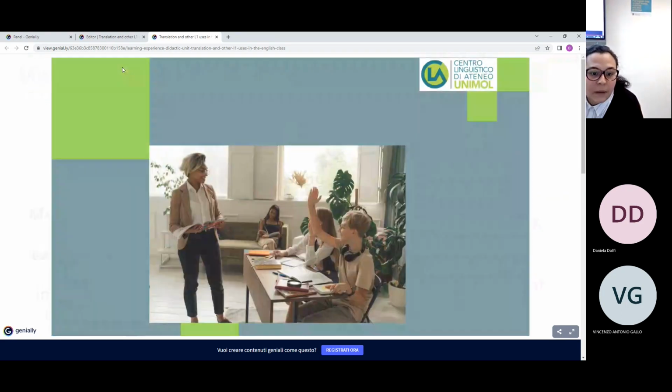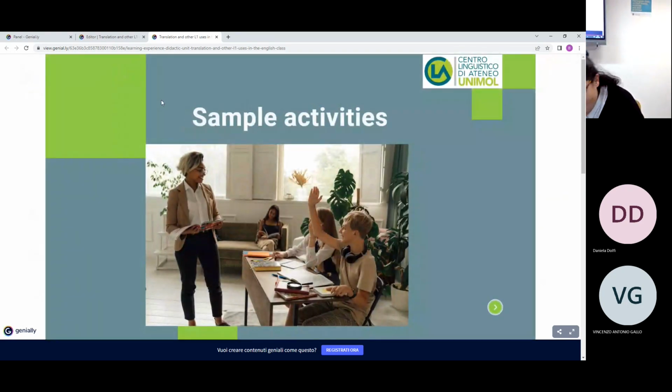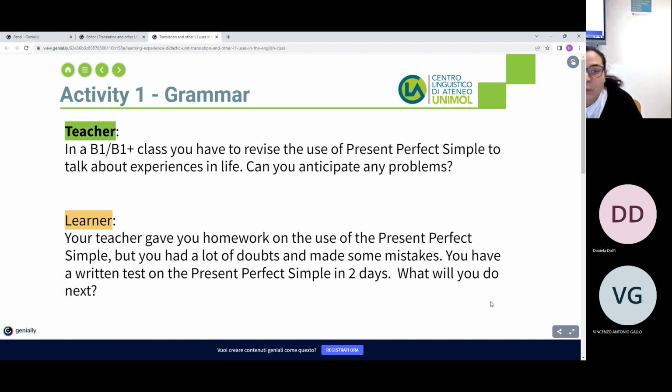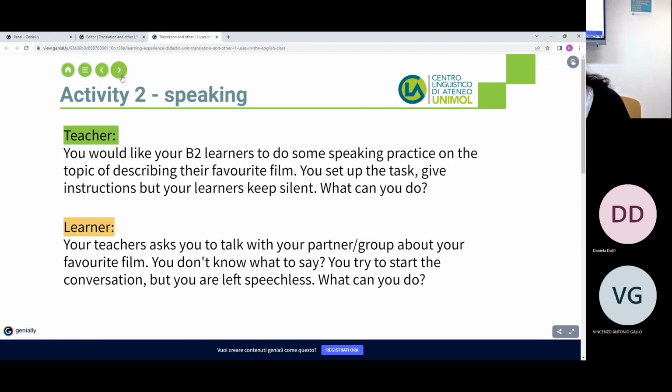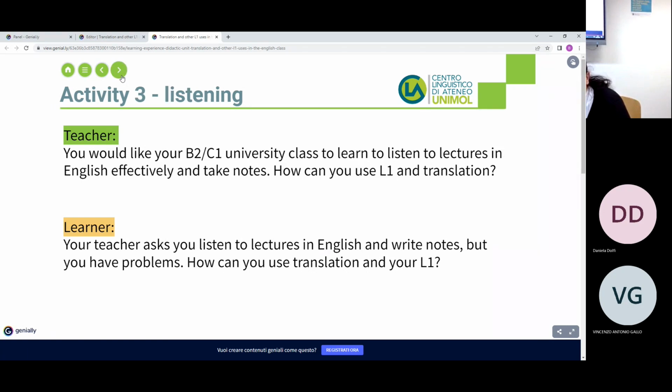Okay, so not much time left. So I'd like you to pick. I had prepared 3 different situations. One with grammar, so using translation and L1 for grammar, one for speaking, and one for listening.